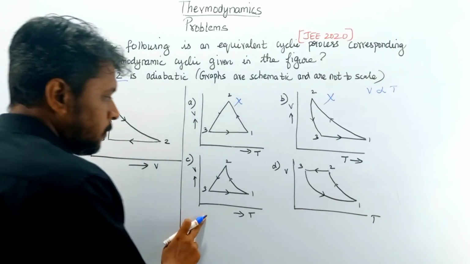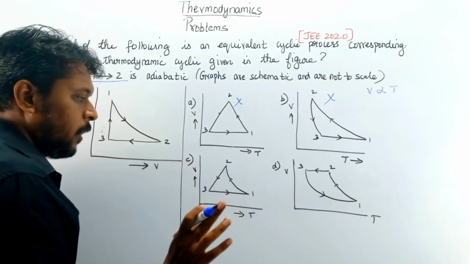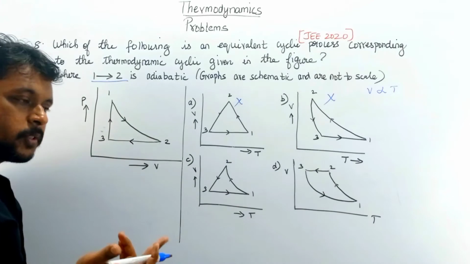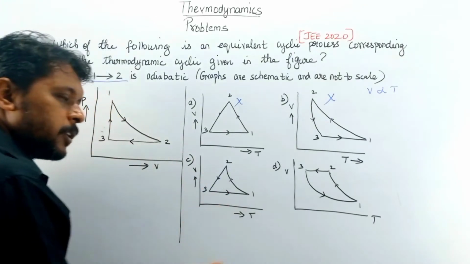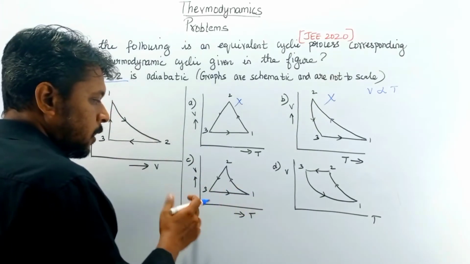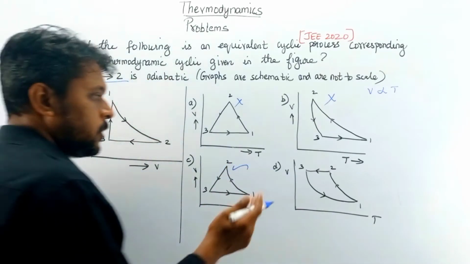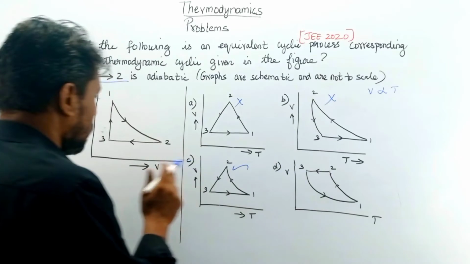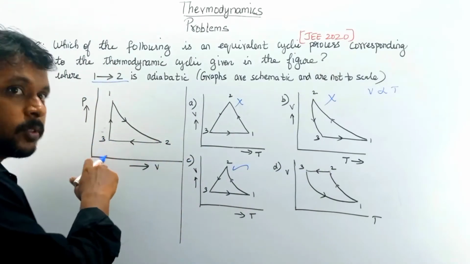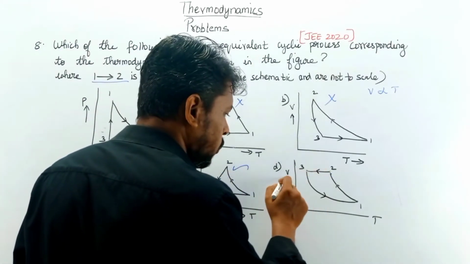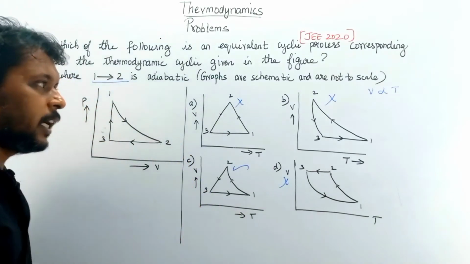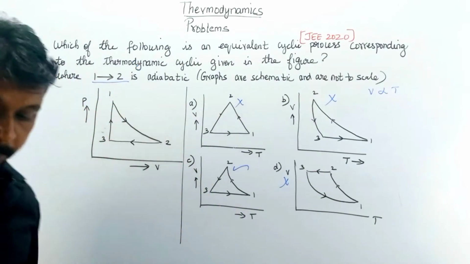See in C, here 1 to 2 is adiabatic process. See 2 to 3 constant pressure process. Here also when volume decreases, temperature also decreases. And 1 to 3 is a constant volume process. So C will be the right answer. We will also see D. In D, 2 to 3 is a constant pressure process, but here it is represented as constant volume. So it could not be the answer. So option C is the right answer for this problem.